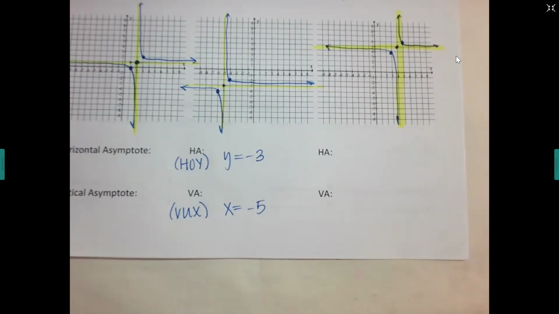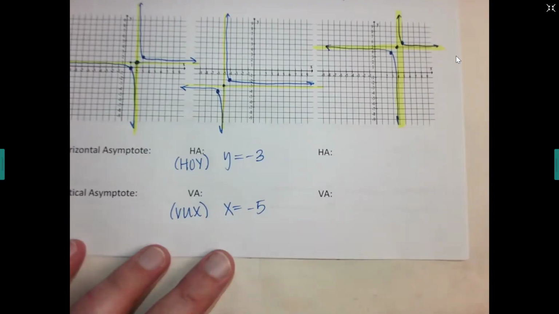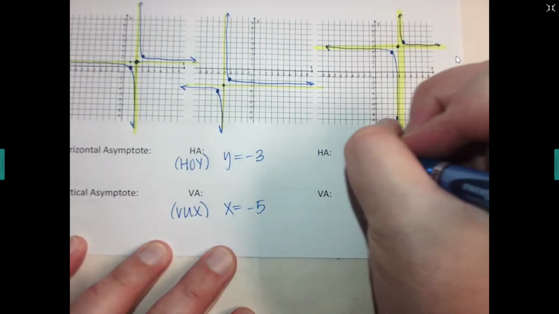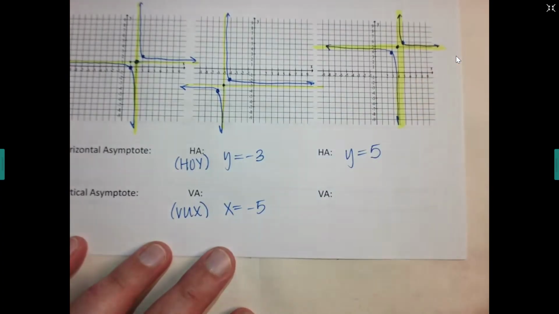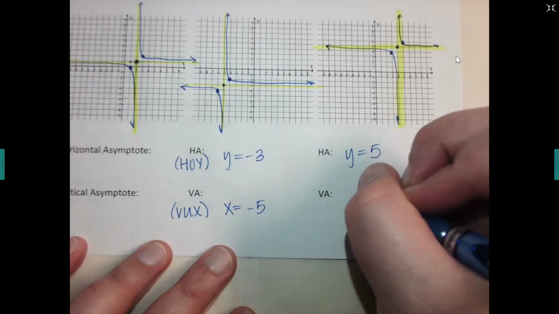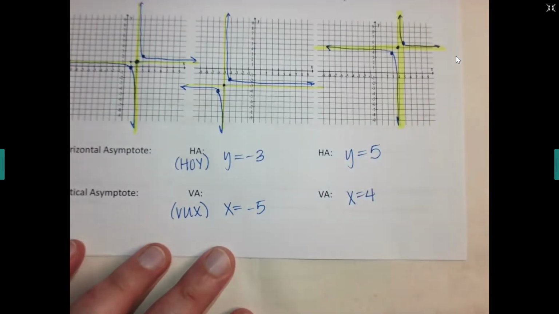Then write your asymptotes. Remember, horizontal asymptote should be a HOI. What should I let my y equal? How high is my flat line? 5 is correct. And then for my VA, where is my x line that I can't touch? What x? 4, correct. Get the idea?